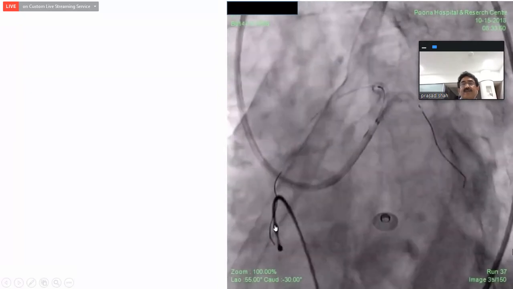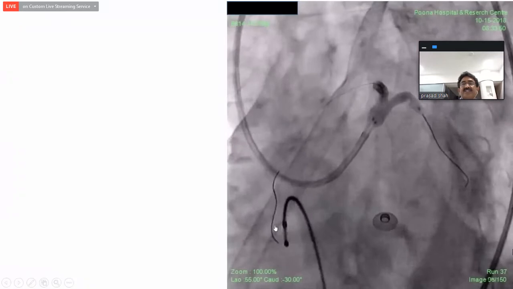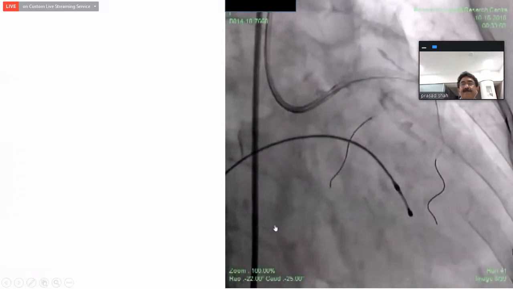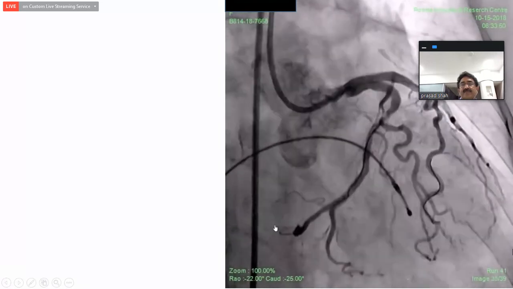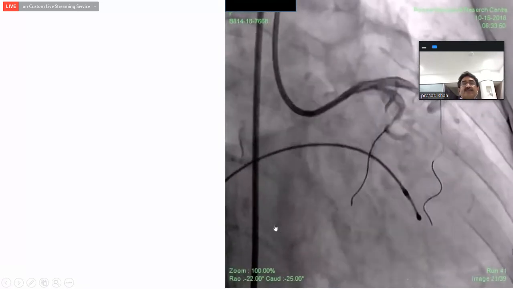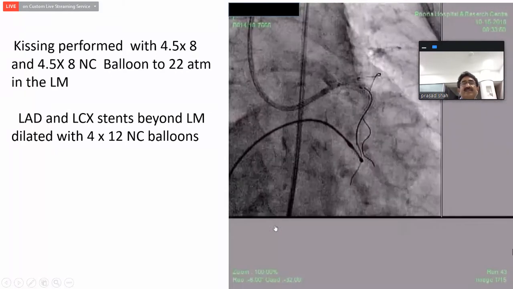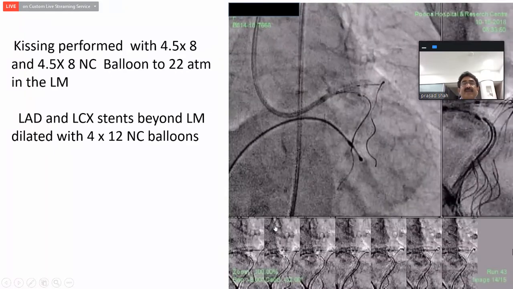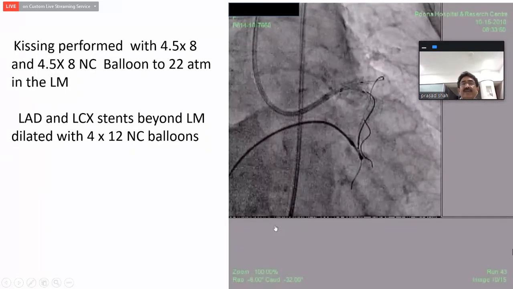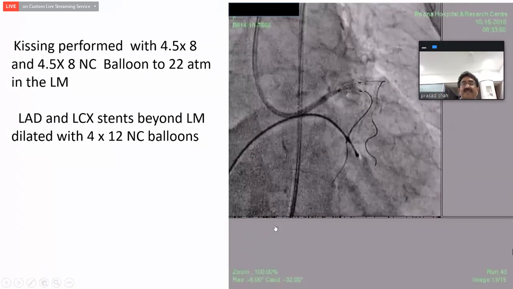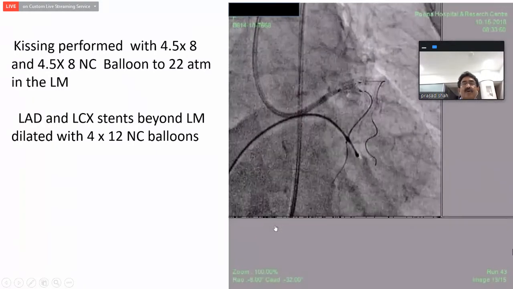Once this was done, you can notice the visual slowing of the heart rate, the blood pressure picked up, and the chest pain was relieved. So this was the angio subsequent to the post-stent deployments. Then I did kissing balloon dilatation in the left main using a 4.5 by 8 millimeter balloon in both the LAD as well as the LCX stents, and they were deployed to high pressures just to optimize the results.